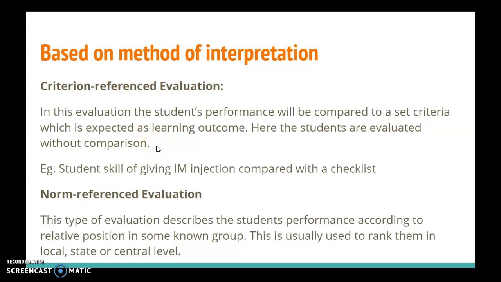Based on the method of interpretation, the next classification depends upon the interpretation method, that is criterion referenced evaluation and norm referenced evaluation. So what happens in criterion referenced evaluation? The student's performance is compared to a set of criteria. For example, when a student is doing hand washing, you will be checking with a hand washing checklist. You are comparing the student's performance with a checklist. So this is called criterion referenced evaluation.